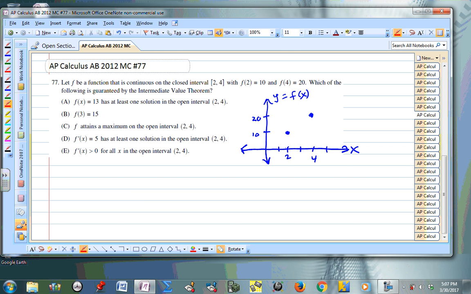So let's see a couple of things here. In statement A, they say f of x equals 13 has at least one solution on the open interval between 2 and 4. So that means if f of x is going from 10 to 20 on the interval from 2 to 4, somewhere in between f of x is going to equal 13. I'm going to say that this is true, but we'll check the other statements just to make sure.